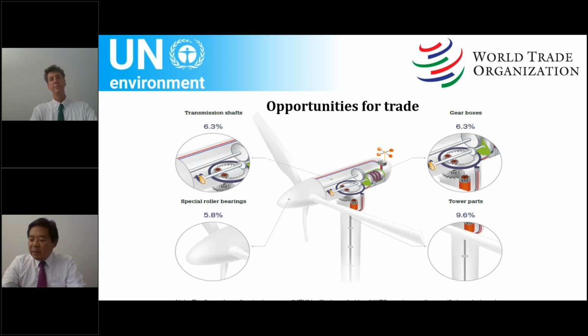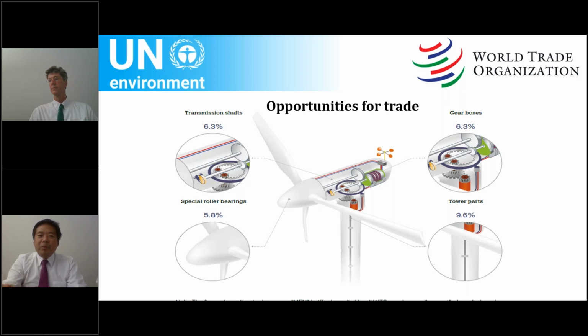A wind turbine is made up of many, many components. Actually, there's something like 8,000 components to a wind turbine. Here on this slide, you just get a few of them, from gearboxes, tower parts, roller bearings, transmission shafts. And we've just given you a few numbers. It's a simple WTO MFN tariff rate, 6.3% to 9.6%.